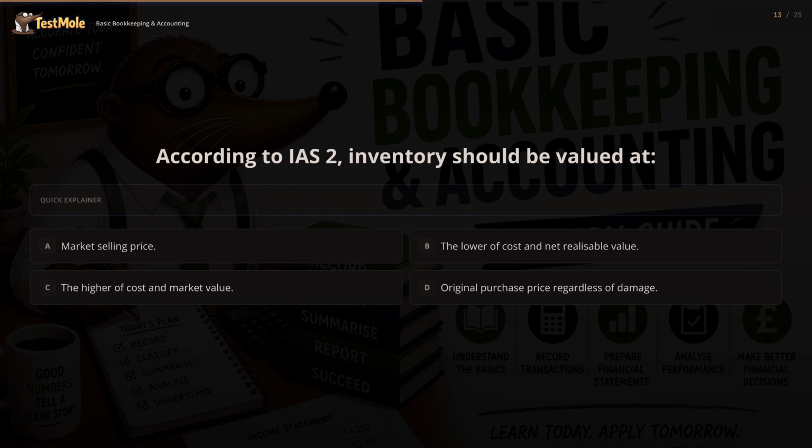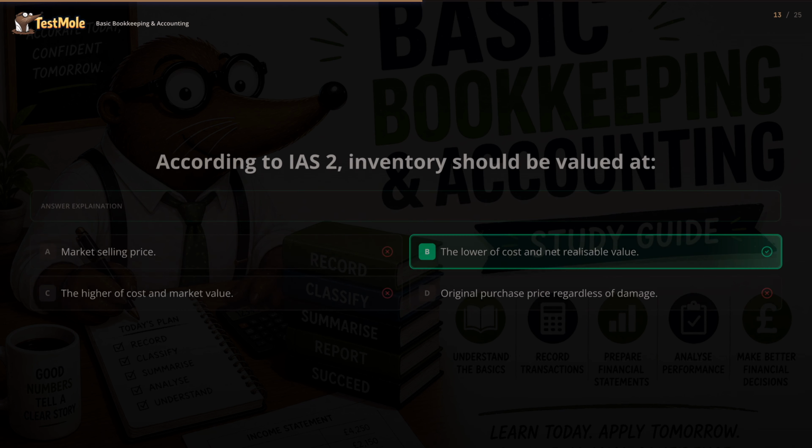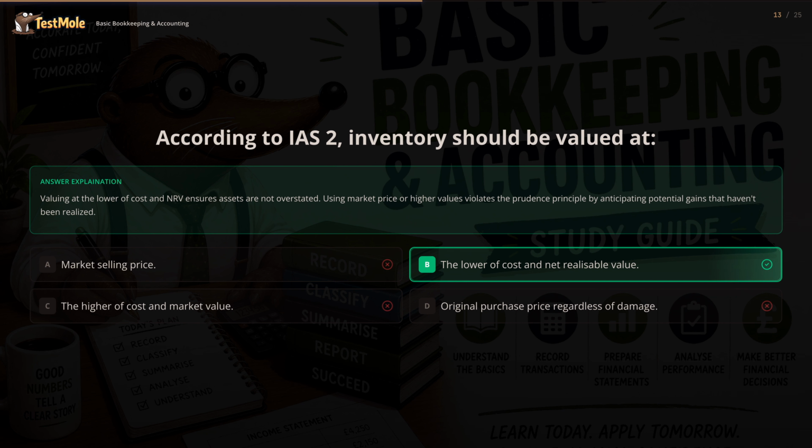Here are the options. A. Market selling price. B. The lower of cost and net realizable value. C. The higher of cost and market value. D. Original purchase price regardless of damage. The answer is B. Valuing at the lower of cost and NRV ensures assets are not overstated. Using market price or higher values violates the prudence principle by anticipating potential gains that haven't been realized.